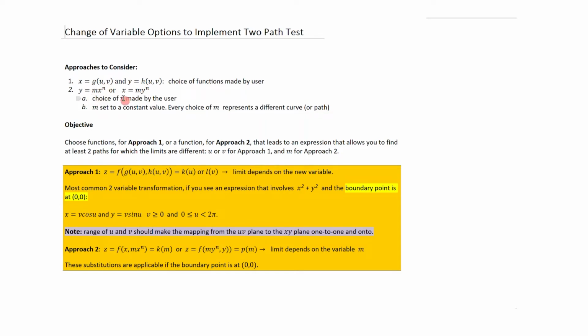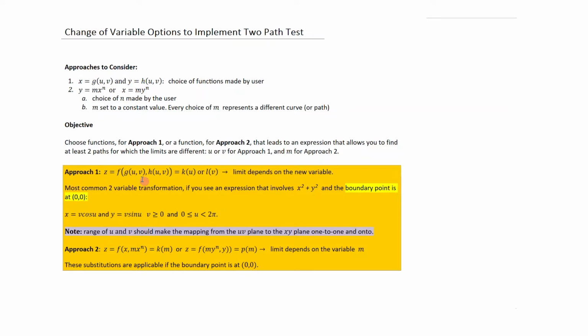Or you could do a substitution involving x as a function of y to a power n times m. Anyway, these are things which are up to the user to decide, and of course will differ depending on the nature of the problem. All right, so the objective is to choose functions for approach 1 or a function for approach 2 that lead to an expression that allows you to find at least 2 paths for which the limits are different, u or v for approach 1 and m for approach 2.